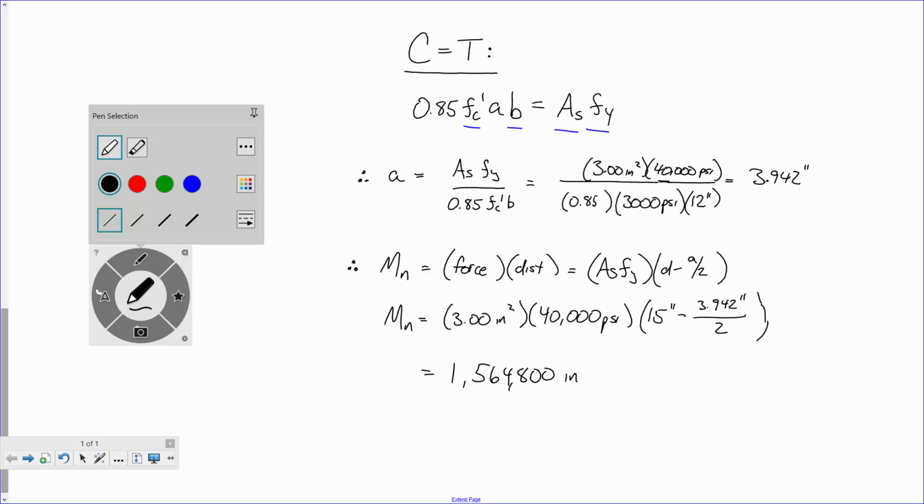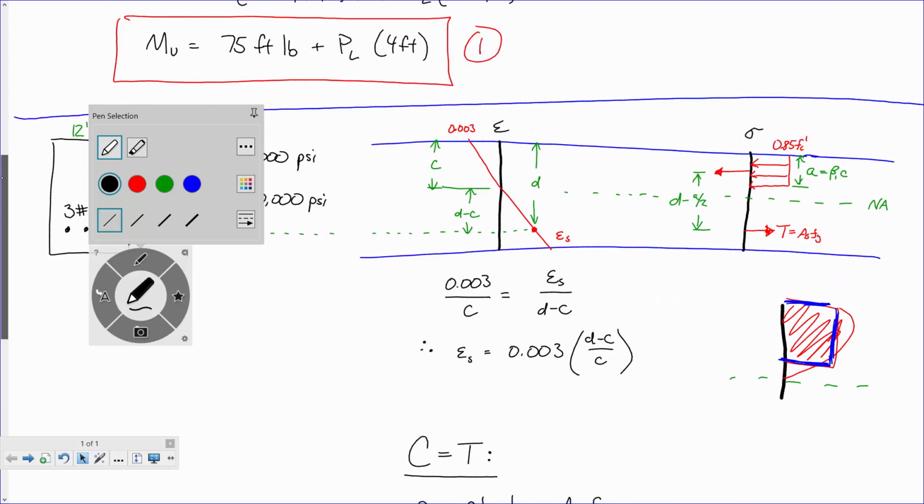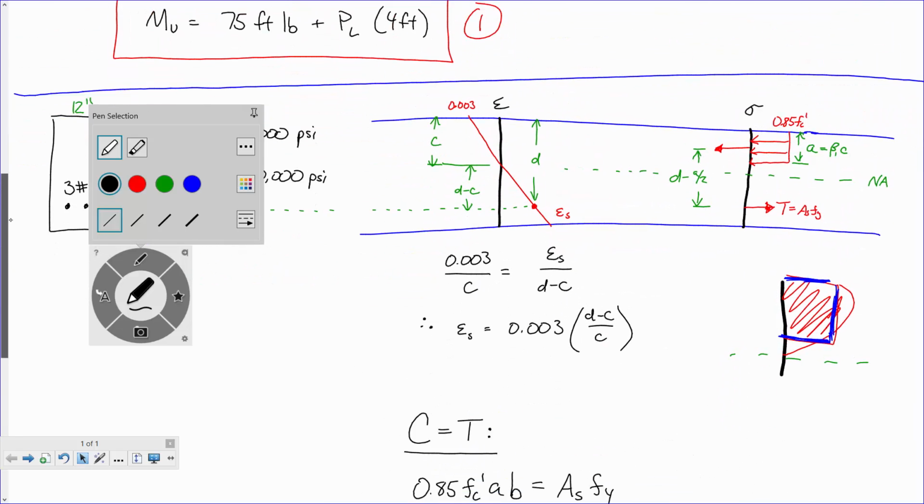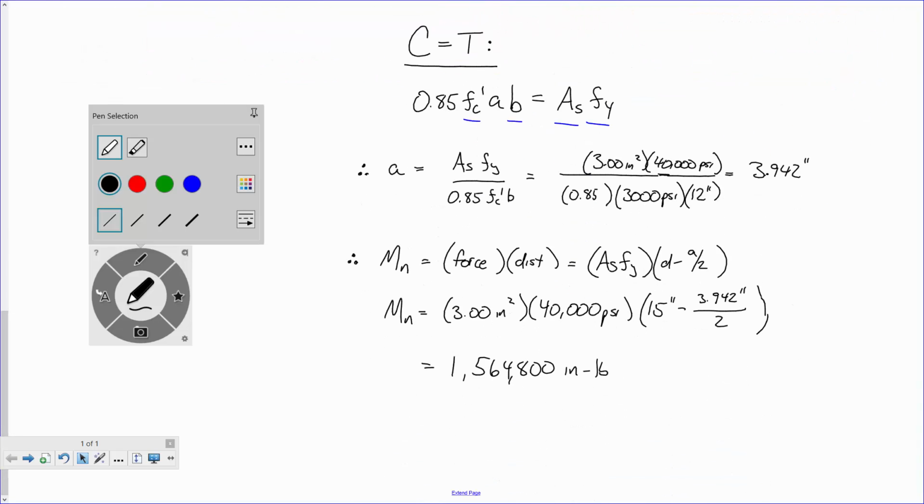That's inch-pounds, right? So if I go back to my previous problem, all that stuff was in foot-pounds. So how do I convert that to foot-pounds? Divide by 12. So what do I get if I divide that by 12? 130,400 foot-pounds. Now that's M n, right?